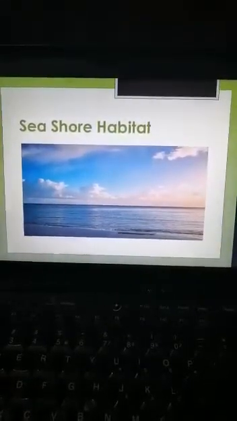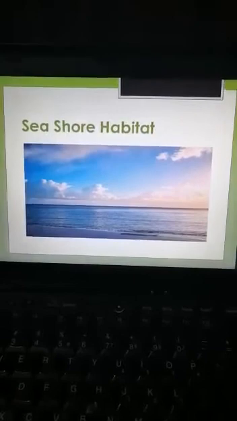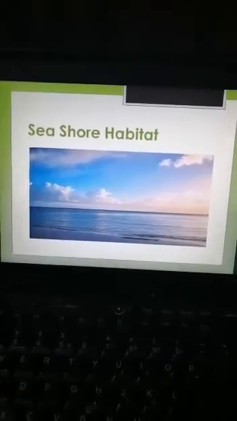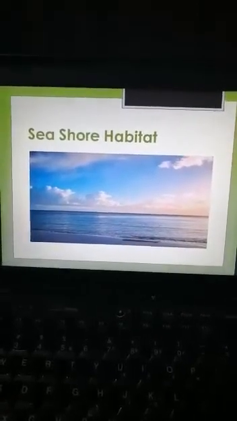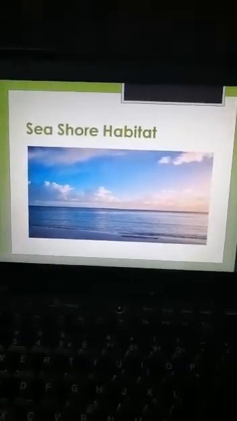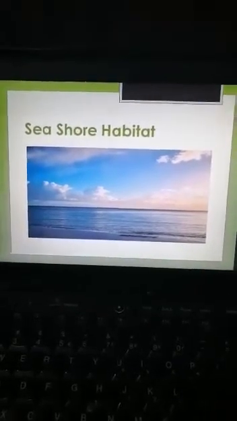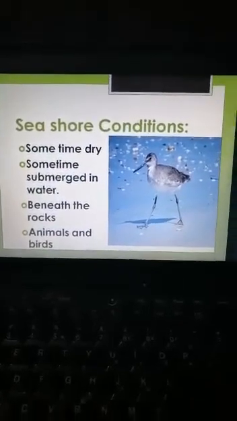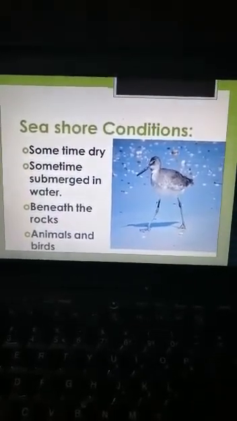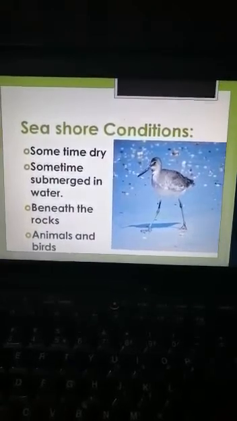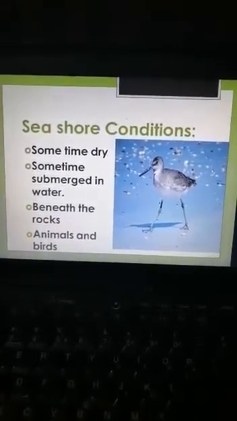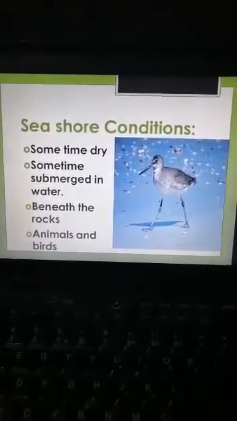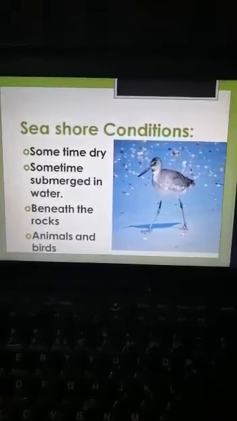The next one is the seashore habitat. The seashore habitat is where the sea or the ocean is. It is the beach, usually we call it a beach. It is the seaside of that particular ocean. Here I have shown the seagull bird. Seashore conditions are such that sometimes it becomes dry and sometimes it becomes submerged with water. Beneath the rocks, we find different kinds of snails and worms, and birds are usually found.